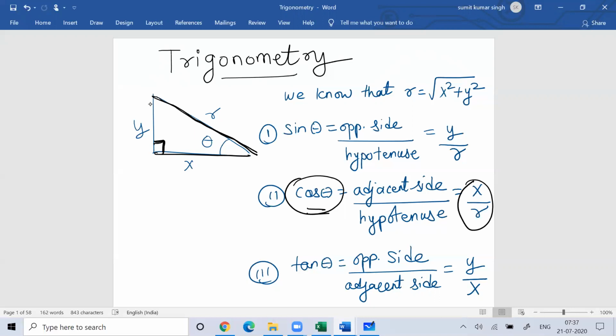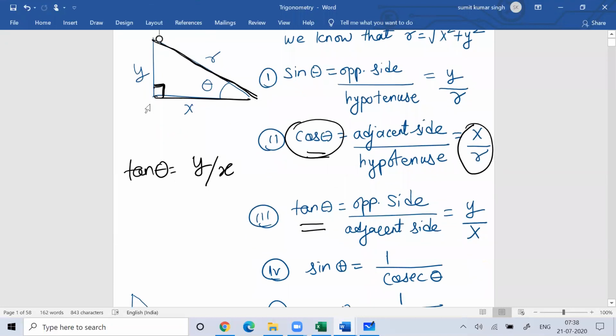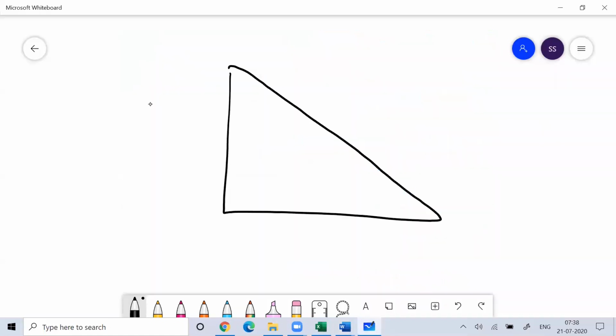Then tan theta is basically y by x, that is perpendicular by base. That is called tan theta. Or we say tan theta is equal to sine theta by cos theta. So tan theta is equal to sine theta divided by cos theta.